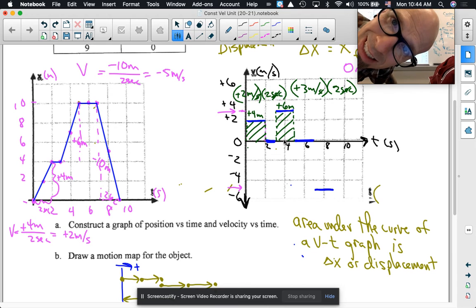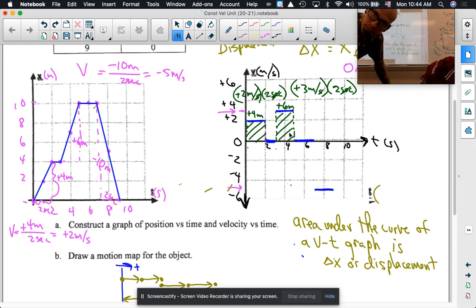That's not a coincidence. It's the same thing. The area of that rectangle is the delta x, or change in position. How about the last segment? How about this section? I've got to draw a little line down there, draw a little line down here, and shade it in.